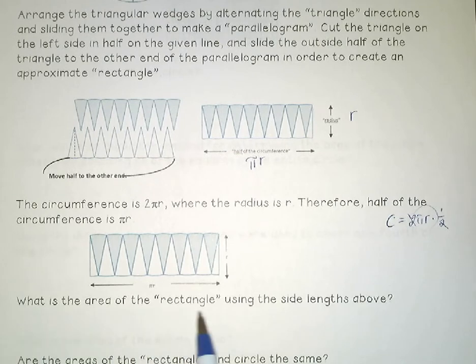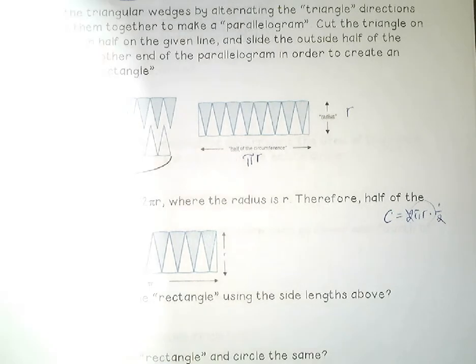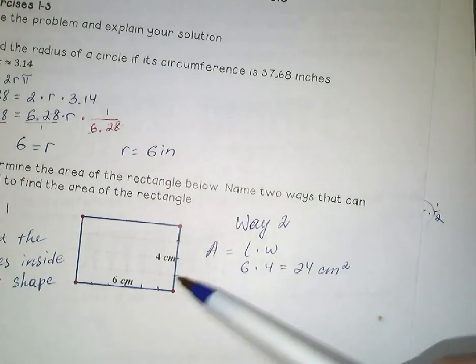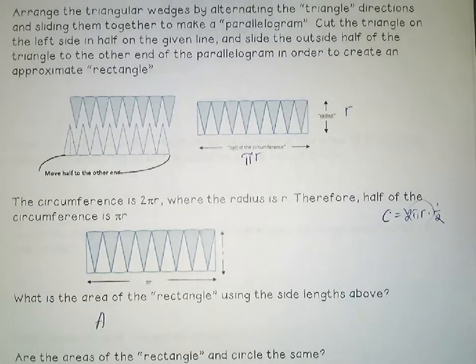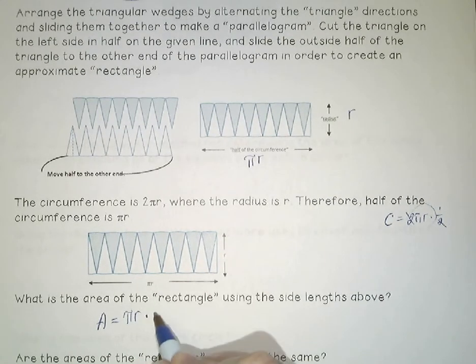What is the area of the rectangle using the side lengths above? So this is pi r, this is r. I would find the area using these sides of this rectangle. So that goes back to the first problem here. How do I find the area of the rectangle? By multiplying the sides. So now I'm multiplying the sides of my rectangle, pi r times r, isn't it?